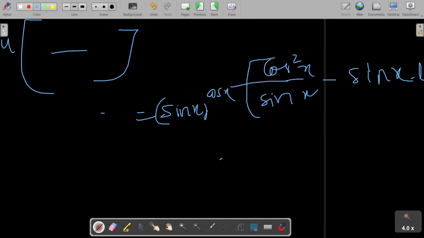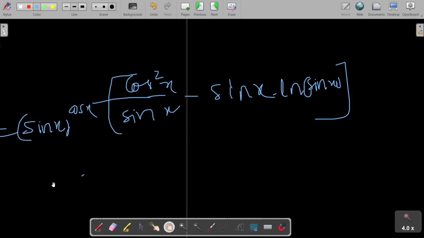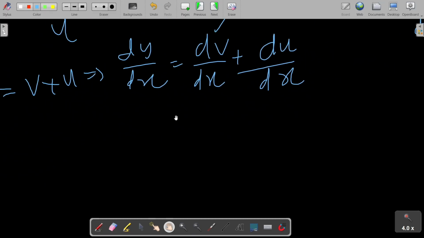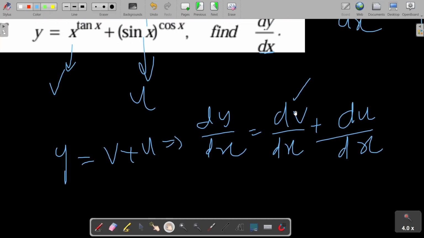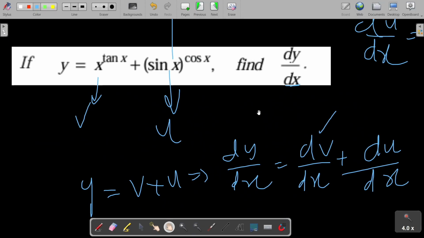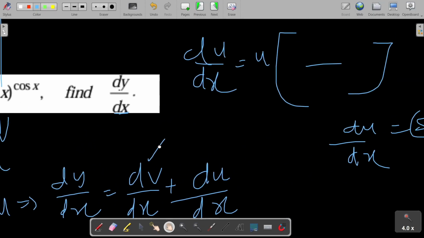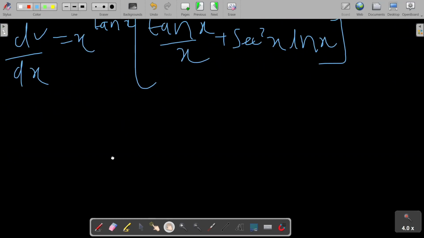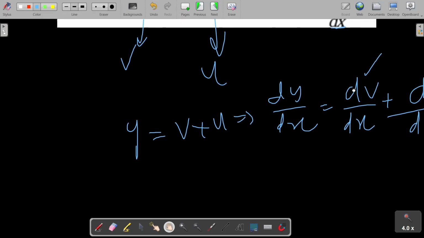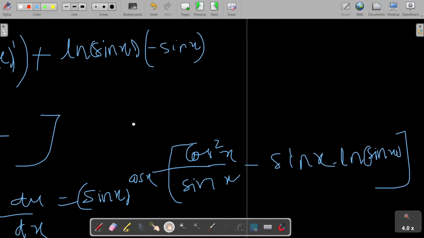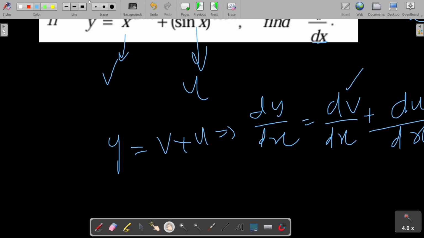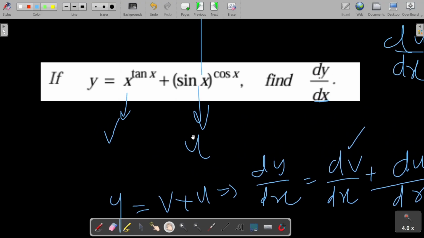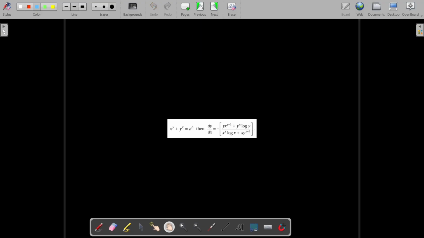So we got the du over dx term, and we got the dv over dx term. If we add those terms, we get dy over dx. Basically, the question is solved. We need to just write the answer. I'm not going to do that. This is a very lengthy answer. As you can see, this term right here plus this term right here is the answer. So yeah, I only taught you how to solve this thing. Okay. So this is how we solve this problem.